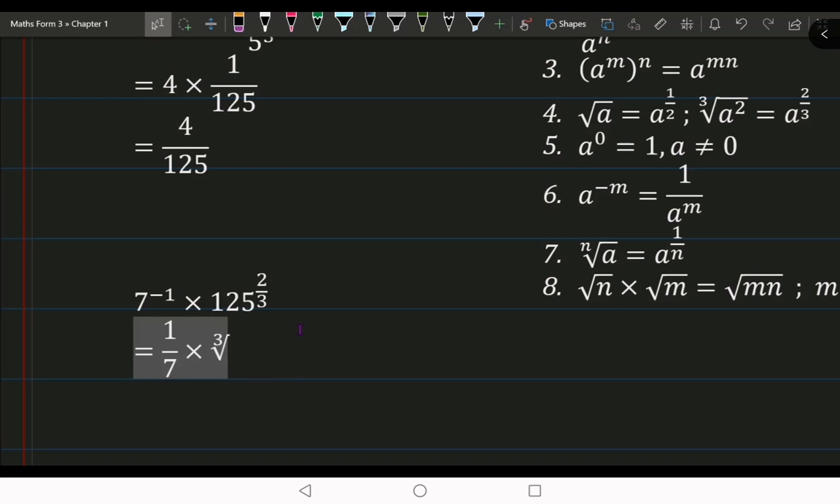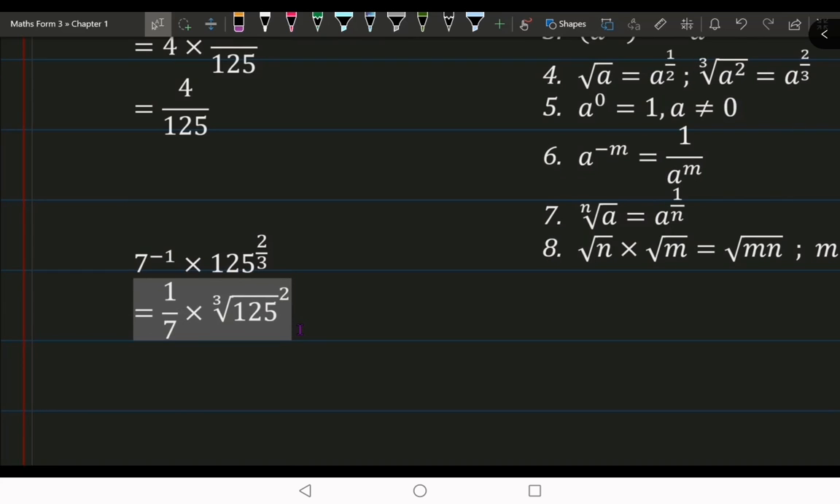Okay. Cube root of 125, and 2 to the power of 2. That means the 2 is the power, and 1/3 is the cube root. 2 is the power, or square. You need to know what the meaning is here.